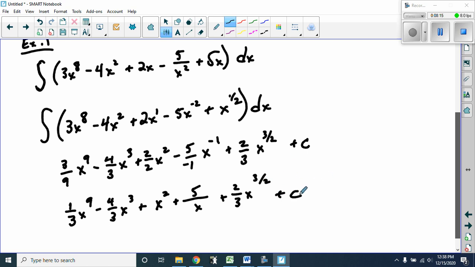You can always check these by taking the derivative of this. If you take the derivative of this, you should get right back to where we started right here. 9 divided by 3 is 3, subtract 1 from the exponent, and so on. 4/3 times 3 is 4, subtract 1 from the exponent.